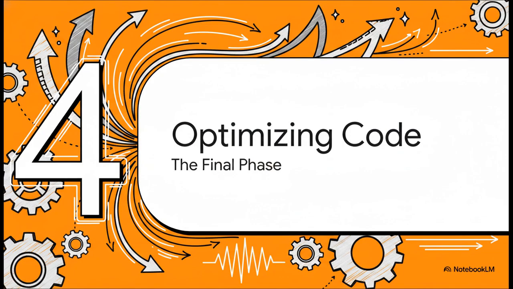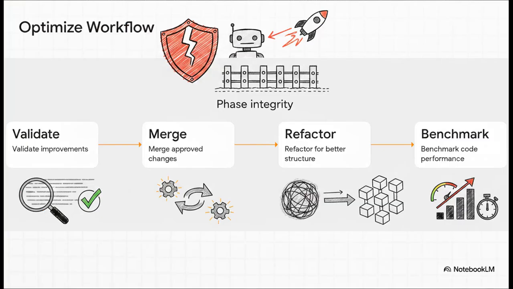Which brings us to a critical, often skipped step in part 4, optimizing source code. Look, it is so tempting when you see the AI generate working code to just push it straight to production. Do not do that. Seriously, never ship the first draft. The optimize phase demands strict exit criteria to guarantee final code quality. You absolutely must validate the improvements, carefully merge the changes, have the AI refactor the code for readability, and benchmark performance using your testing tools. Maintaining the integrity of this phase is non-negotiable for a healthy, long-term project.